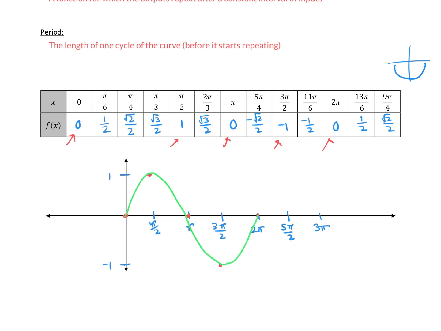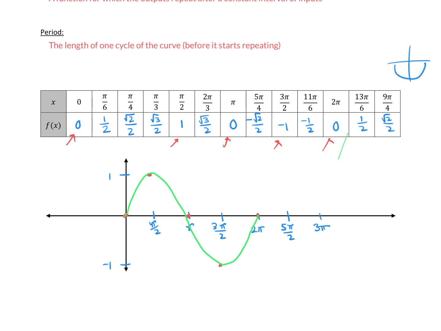So this is the period. This is going to start repeating after this. So the period is the length of one cycle of the curve before it starts repeating. So this is one cycle of a sine function, and the period for this example would be 2 pi. These other points that I didn't plot specifically are along this curve somewhere. And then we could keep going.